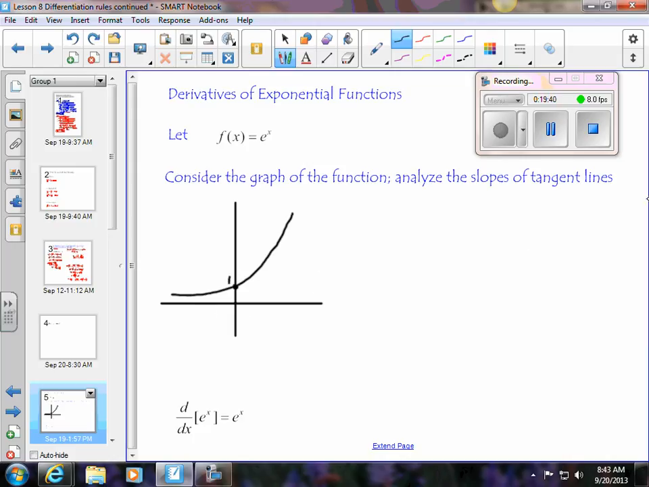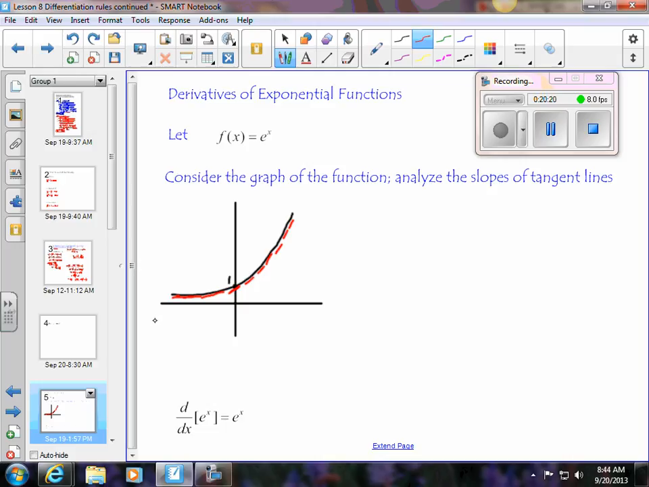Look at the slopes of tangent lines as we move around that function. Right here, the slope is very small. It's not quite 0, but it's getting real close to 0. And as you move around, the slope increases a little bit more. At this point, the slope is 1. And as we move around, the slope is positive, still increasing.